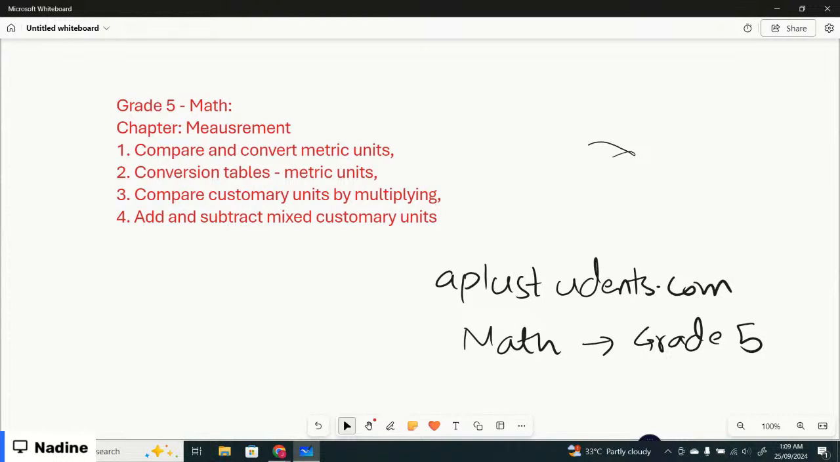The lessons we're going to cover today are compare and convert metric units, conversion tables metric units, compare customary units by multiplying, add and subtract mixed customary units. So please make sure you have your notebook and pencil so that you can note down the important examples and definitions as well.